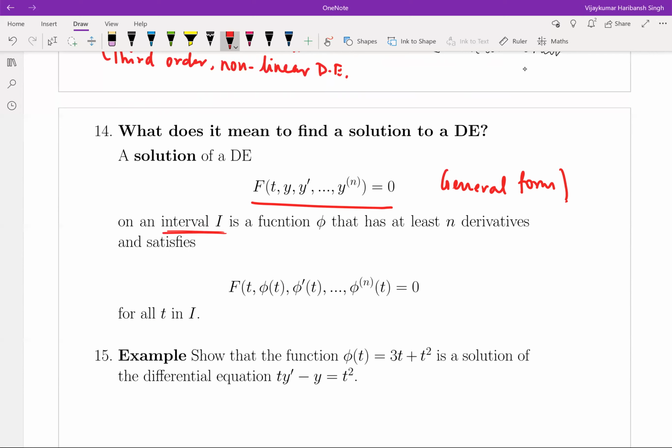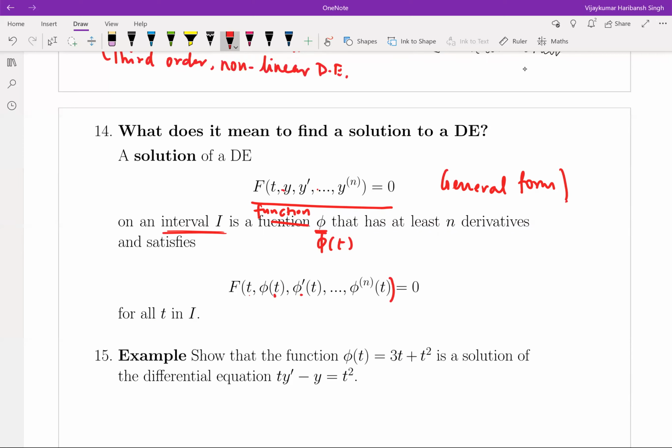It has a solution on interval I if there is a function phi of t that has at least n derivatives and satisfies the following. Instead of y, I have phi of t. Instead of y prime, I have phi prime of t. Instead of y double prime, I have phi double prime of t. All the way, instead of the nth derivative of y, we have phi n of t, equals 0 for all t in I. This corresponds to a solution of the differential equation.